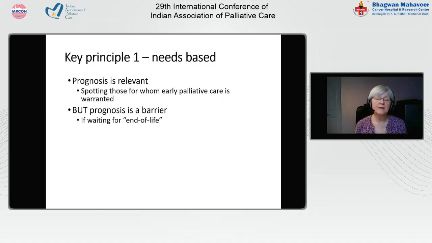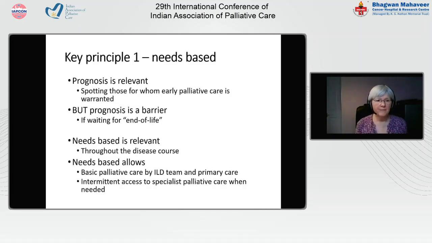But prognosis, in terms of getting people access to palliative care, is a big barrier in non-malignant disease, and interstitial lung disease is no different. If we're waiting for end of life, it's very hard to tell that. So another way of flipping that is to say, well, what are the needs today? What are the problems that the patient and the families are having to address today? And if we do that throughout the disease course, we will pick up the people who need additional support.